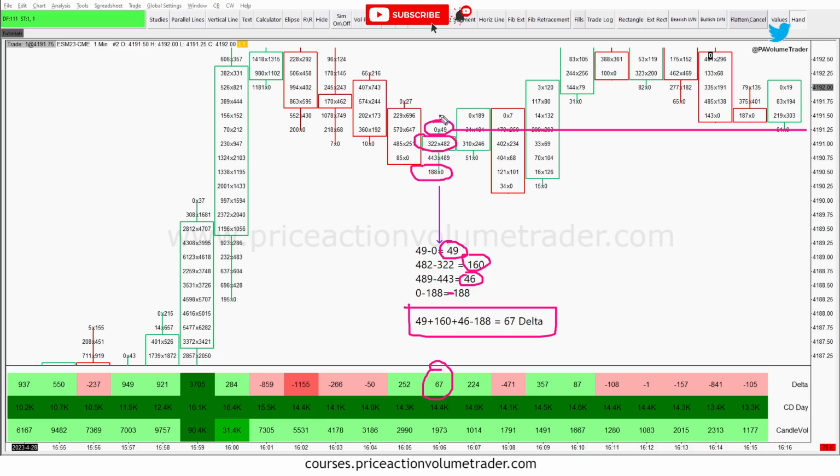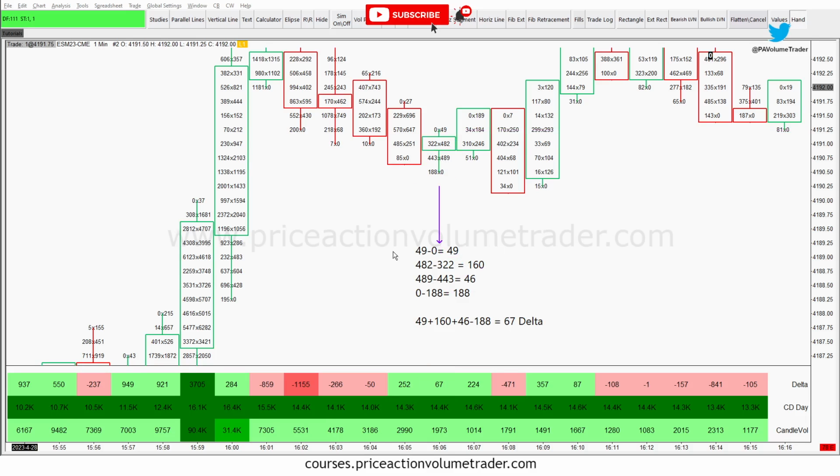So this candle had a positive delta of 67, meaning there were more aggressive buyers than sellers in this 1 minute candle. And again, you can measure it also level by level, which is what we're going to be mostly talking about in this video.